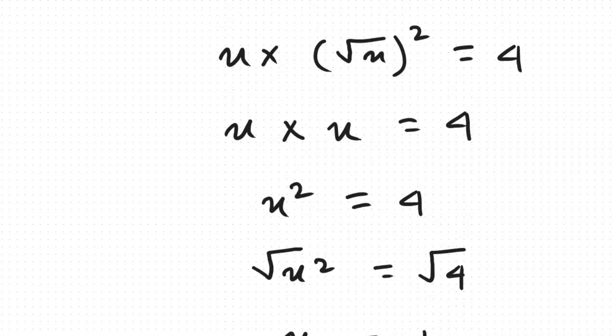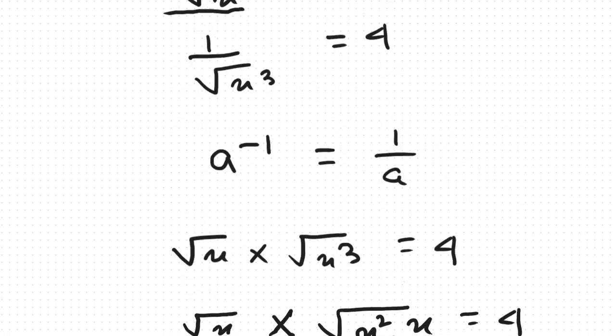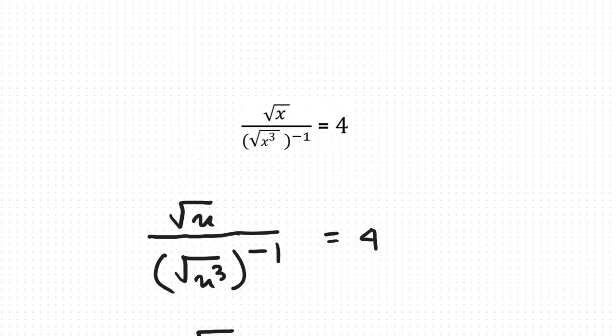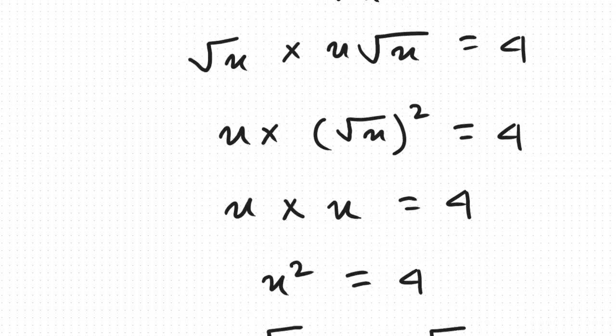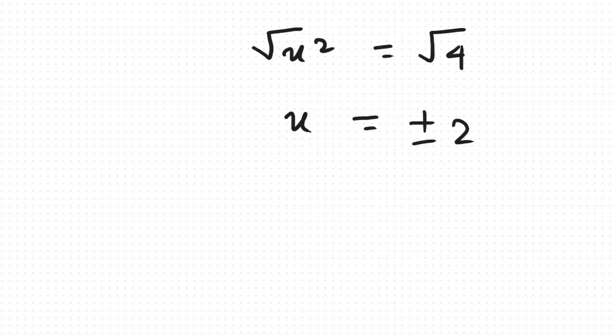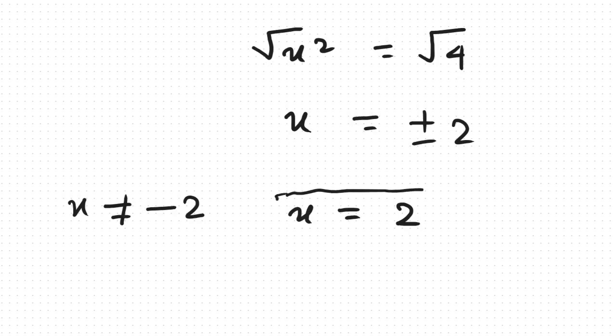But the value of minus 2 is not acceptable for this equation, since we have the square root of x on the numerator. So square root of any negative value for the x is not acceptable. So the valid solution for this equation is x equals 2, and x is not acceptable for minus 2. So this is the valid solution for this problem.